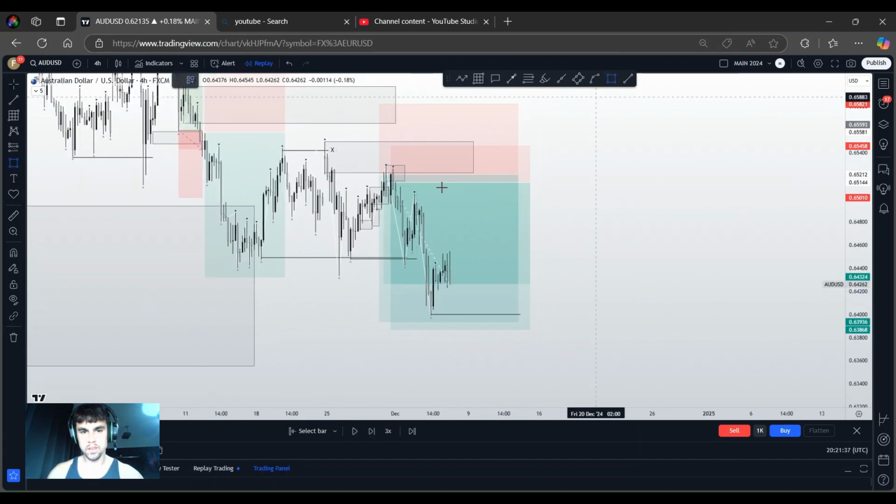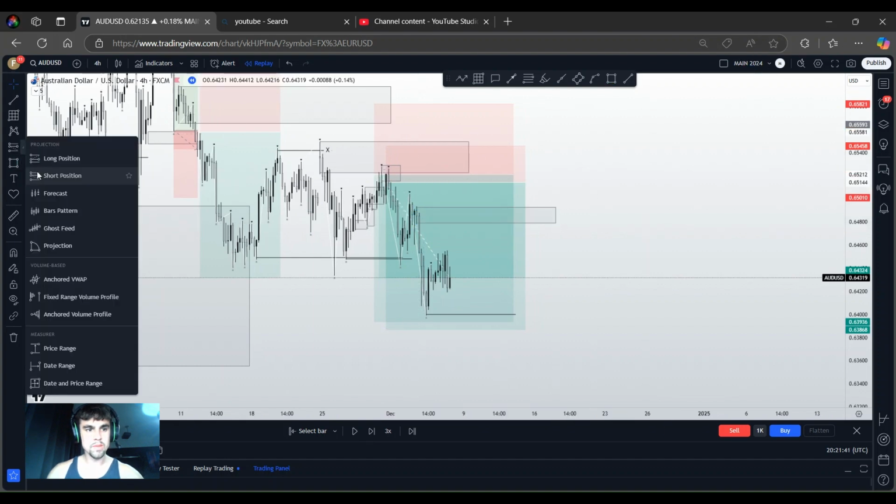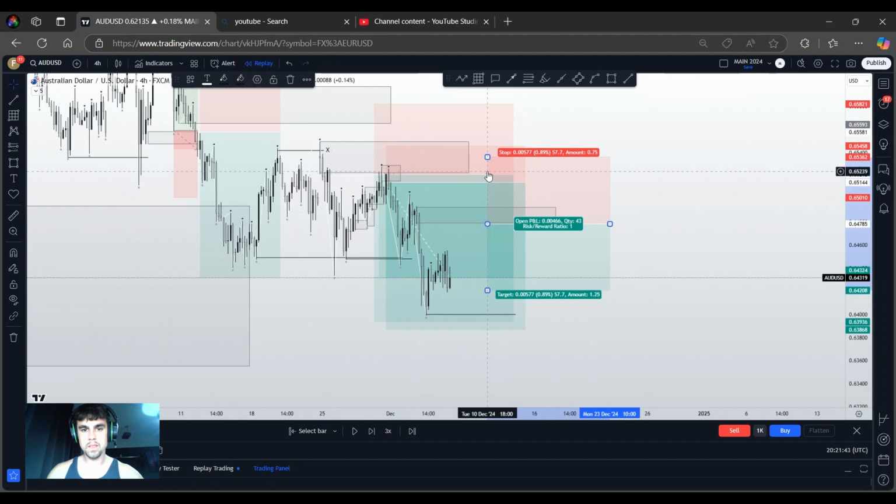Hang on. There is another entry if you want to be greedy. It's a nice one here. Look at that. Let's do a nice 60 pipper. Even do a 1 to 1 or a 1 to 2. Let's do a 1 to 2 just because why not?